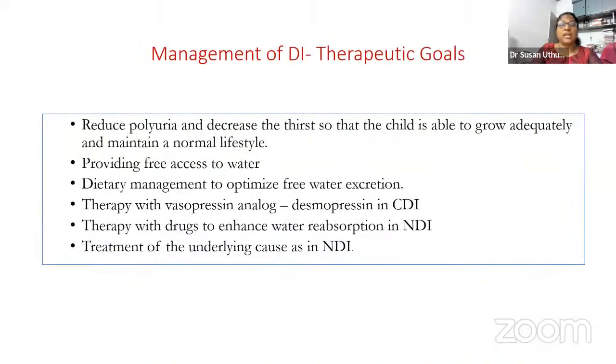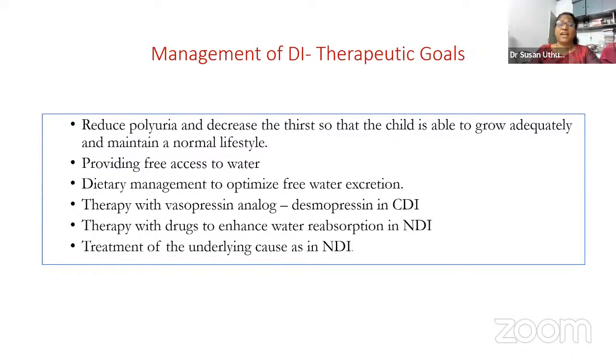or partial central DI. So the final part of my talk is management of diabetes insipidus, how we will be doing it. Our therapeutic goal is actually not curing the situation, because most often the curing is not possible. So we will be aiming at reducing the polyuria and decreasing the thirst so that the child is able to grow adequately and maintain a normal lifestyle. We have to provide free access to water, never restrict water.